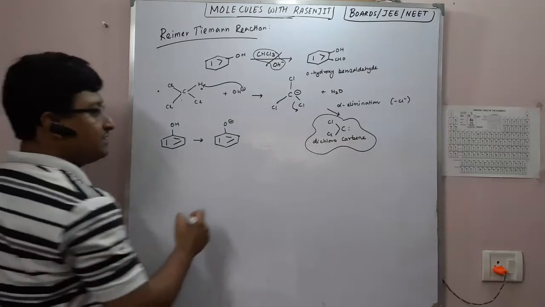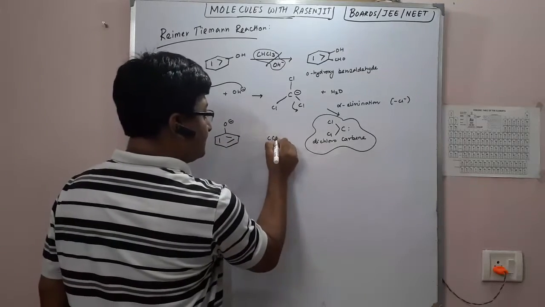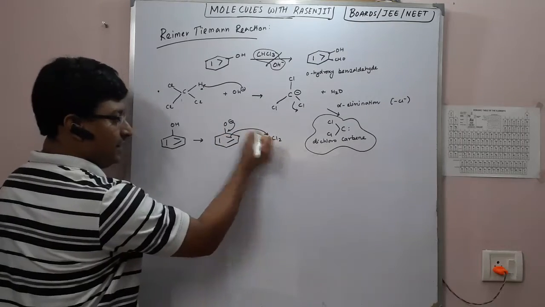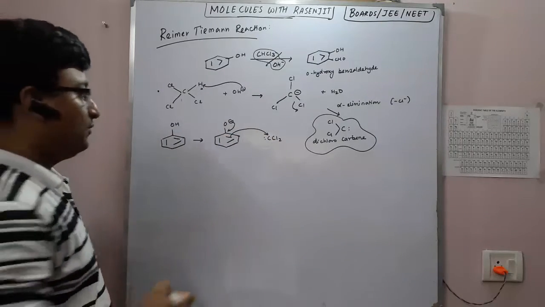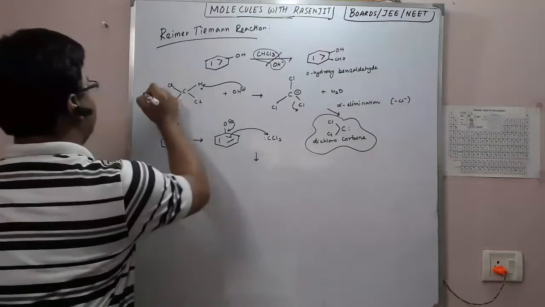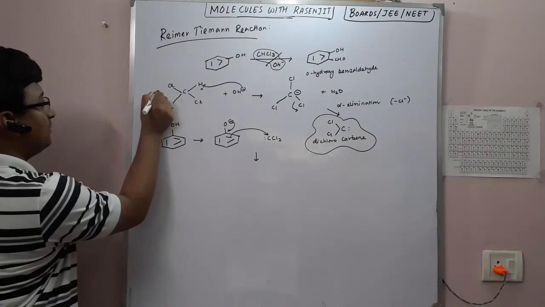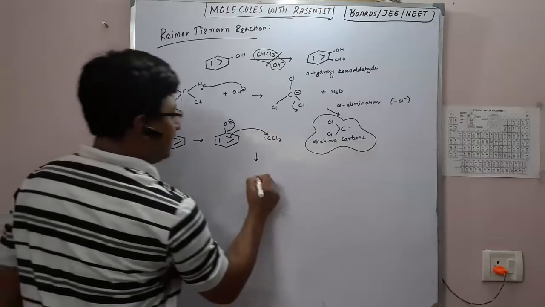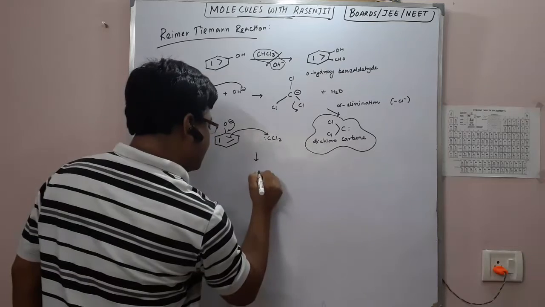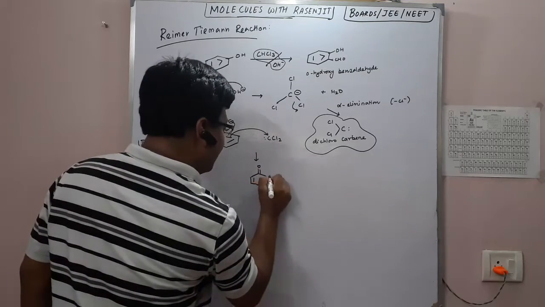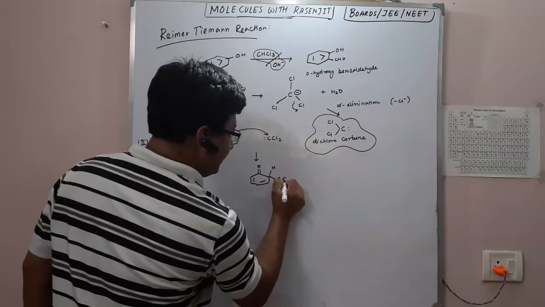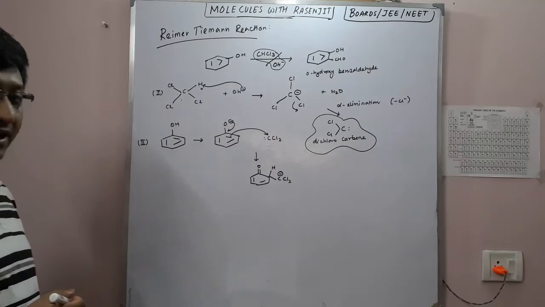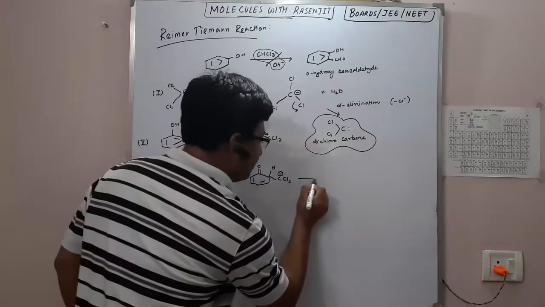Already in the phenoxide ion state. So what will happen? This phenoxide ion will attack the CCl2 carbene. This is step 1 and this is step 2. Now this will attack. So next, what is happening here? This is a double bonded O and one hydrogen here and CCl2 minus, correct? CCl2 minus.